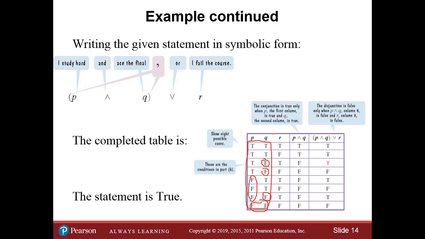Then, for the last one, we're going to look at these two columns, because this is the dominant connective. This is the connective that makes the truth value of the whole thing. So now we're connecting this statement and this statement with an OR. Anytime there's a T, it's going to be true. The only time it's false is if they're both false. So this is going to be true, true, true, and then false, true, false, true, false.